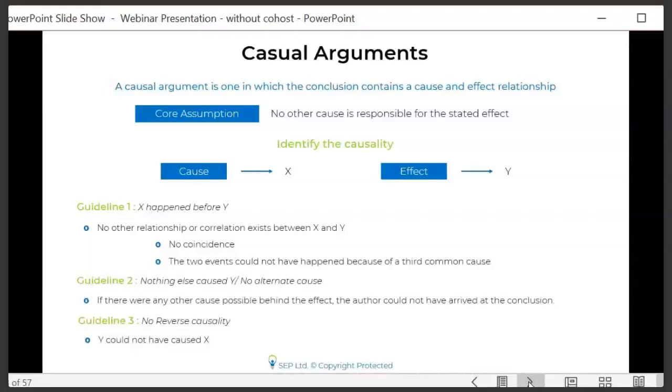You assume that the cause happened before the effect. You assume that nothing else caused that effect, and you assume that the effect did not cause the cause. So are you clear with this framework, guys? Let me reset the poll and ask you, are you clear with this framework?